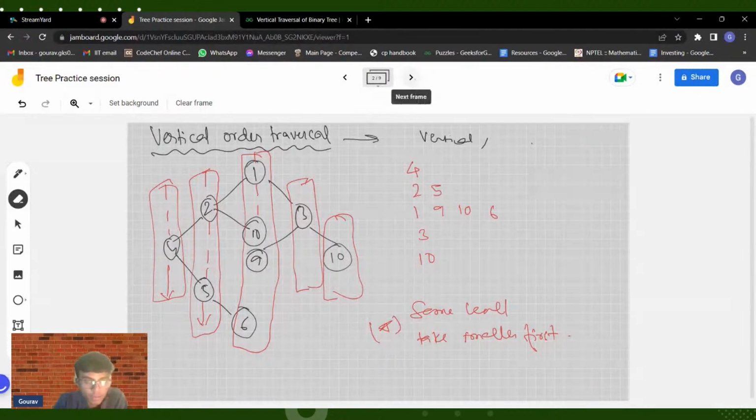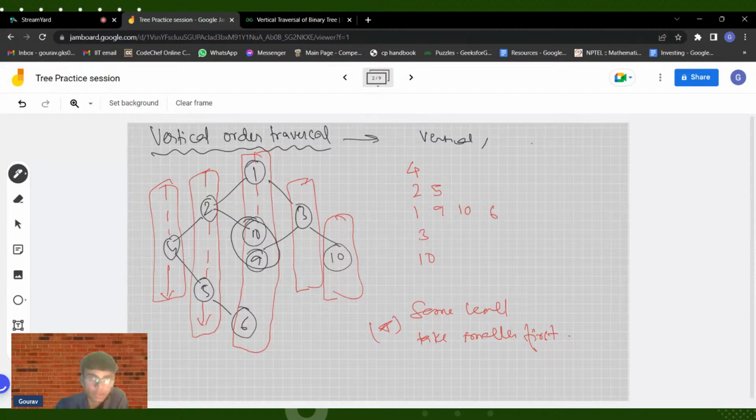And one more thing we have to take care of is that if two nodes are present on the same level, for example, the node number 9 and 10. These two nodes are present on the same level. So in that case, what will happen? We will take the node which has a smaller value first into consideration.